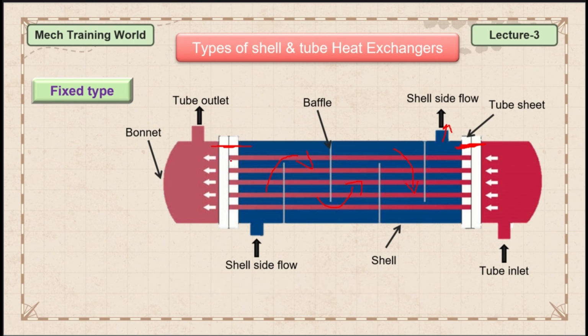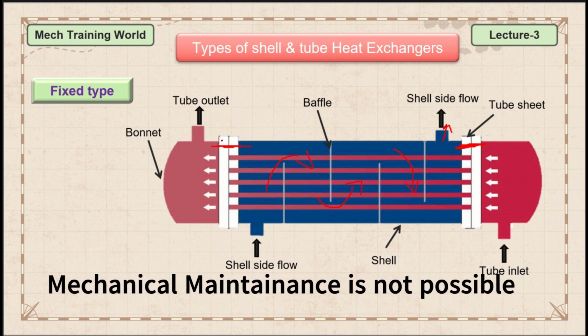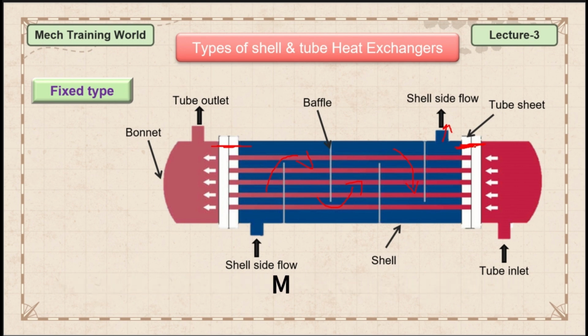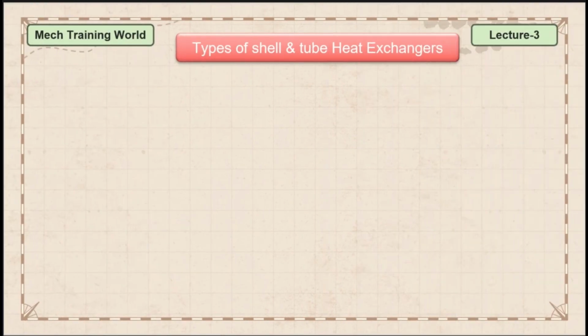And there is one more problem: maintenance is not easy, because it is bolted to the flange, so it is difficult to do mechanical maintenance. These are the two main problems. To rectify these problems, we will use floating type heat exchangers.